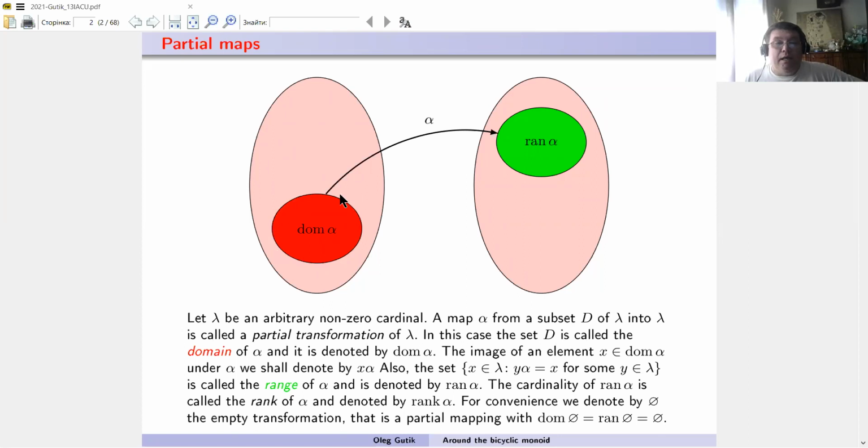a partial map alpha from a subset, which we call the domain of alpha, to the image, the range of alpha, we shall call a partial map from cardinal lambda to cardinal lambda, and the domain we shall denote by dom alpha and range by ran alpha. So if our map is the empty map, we denote it by empty map, and we state that the domain and range of the empty map is the empty set.